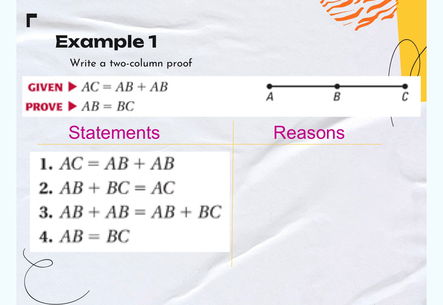All right, so now we're going to use these properties in a two-column proof. There are two kinds of two-column proofs, one where it's partially filled out, like this one, and one where it's completely blank. We're going to baby step our way to the completely blank ones.